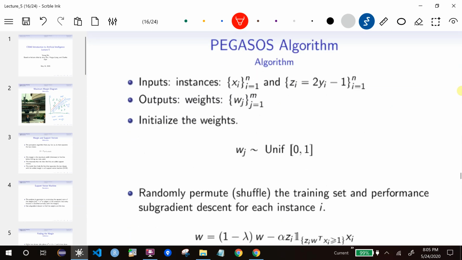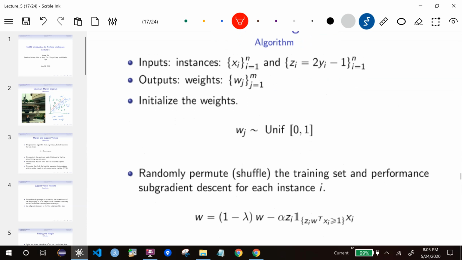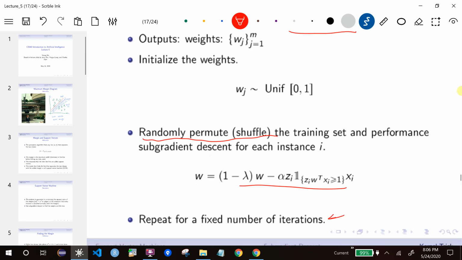In the next slide, I just summarized what we had. One thing to notice is that first, y needs to be converted to z, and you also need to randomly permute, because we are doing stochastic gradient descent. So shuffle the training set and perform the gradient descent step for each instance. And instead of waiting for it to converge, it's usually done for a fixed large number of iterations.